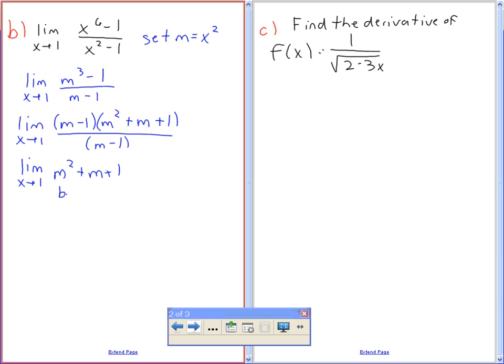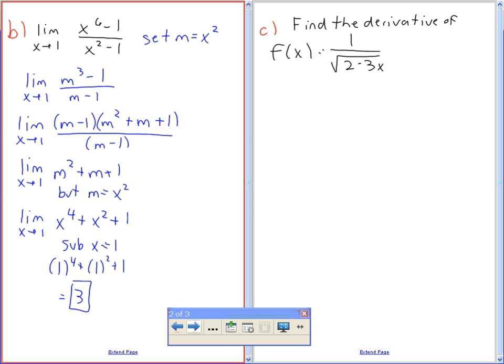And then we're going to say, but m is equal to x squared. If someone new, tell me what to write next. Shannon, go ahead. Subbing x squared in for m, so it's x to the power of 4 plus x squared plus 1. Now we're going to sub in x equals 1, and you get 1 to the 4 plus 1 squared plus 1 equals 3. And once you set these up properly, there's no brain power to use, you know what I mean?